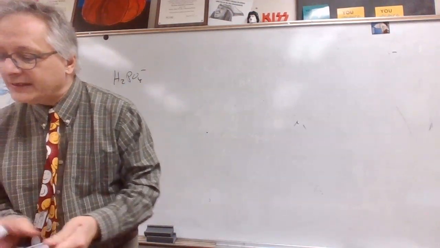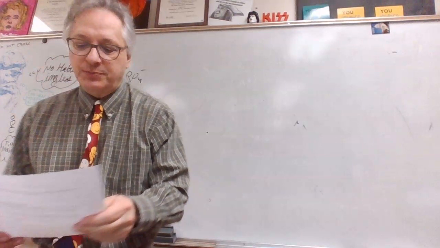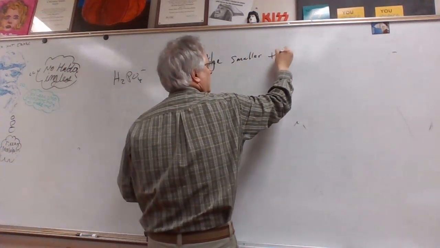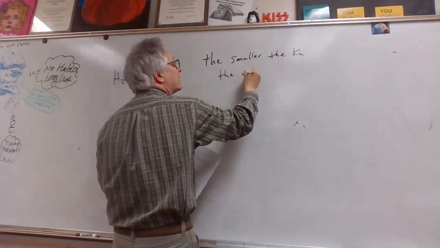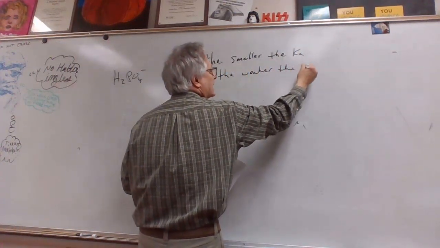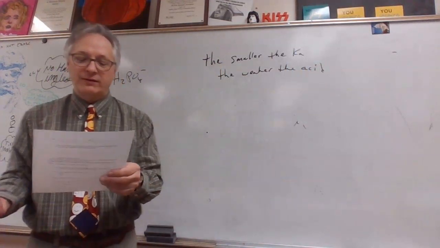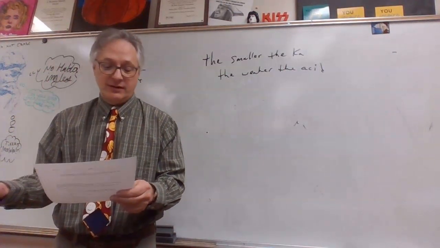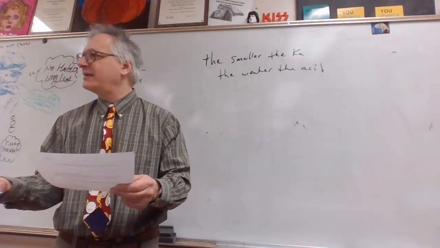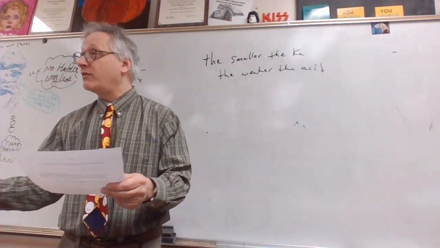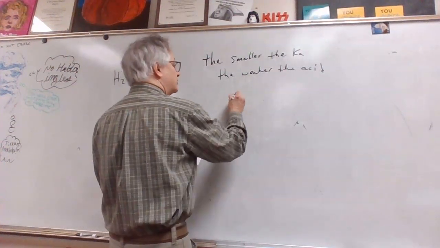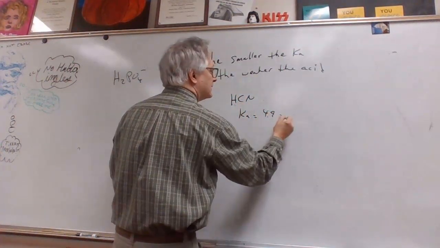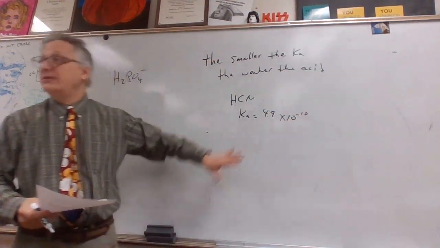Use the following acidity constants to answer the questions below. Now, the smaller the Ka, the weaker the acid. So all you have to do is compare these. The first one for acetic acid is 1.8 times 10 to the minus 5. The one below it, formic acid, is 1.7 times 10 to the minus 4. But the next one over, HCN, hydrogen cyanide, has a Ka of 4.9 times 10 to the minus 10. So that would be the weakest of the acids.